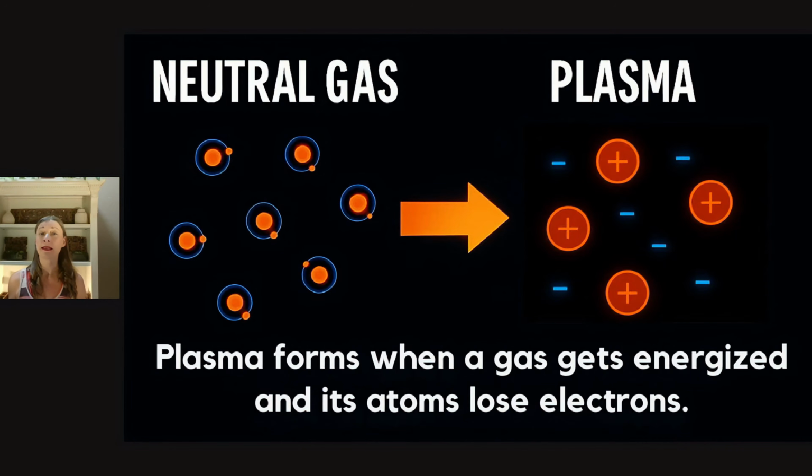So what you're seeing here is a side-by-side comparison. On the left is a neutral gas. That means the atoms still have their electrons bound. Then on the right, energy has stripped those electrons away. This leaves behind a charged, dynamic soup of ions that are positive and electrons that are negatively charged. That transformation is what turns an ordinary gas into plasma. This can be triggered by heat, radiation, or strong electric fields.